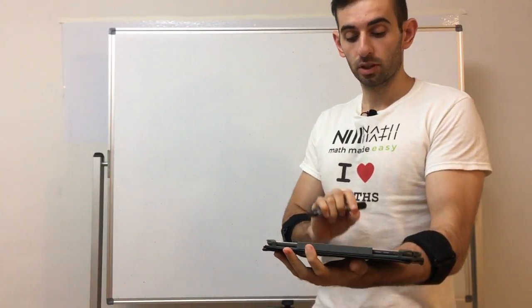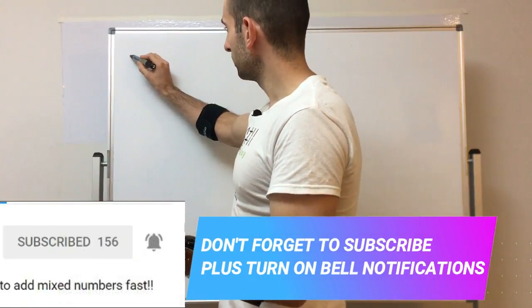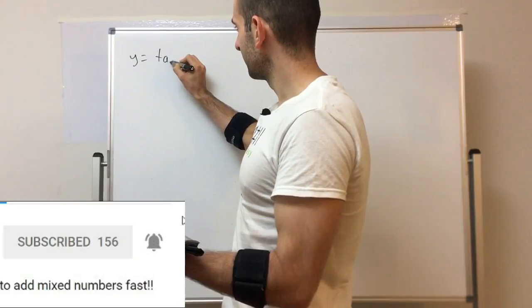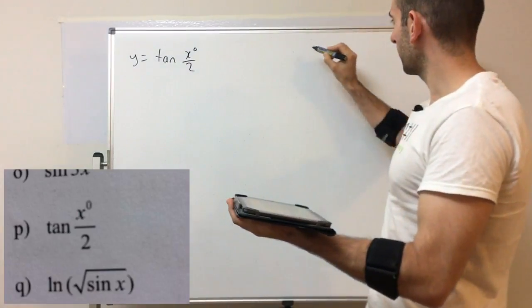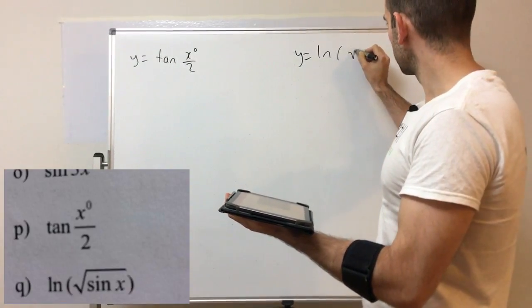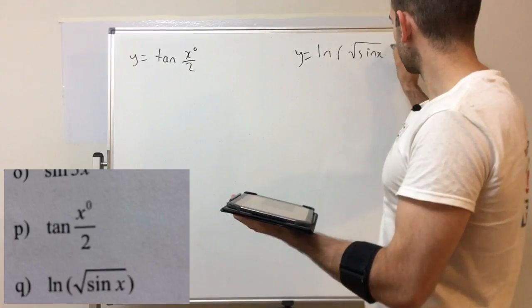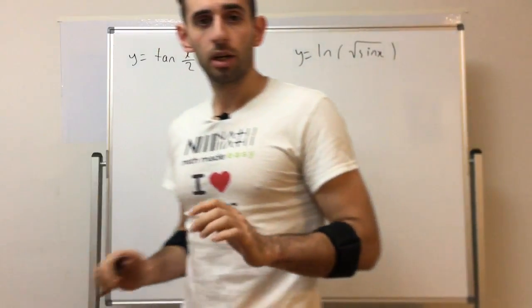Okay, so first question. We want to find the derivative of y equals 10 tan(x degrees on 2), and just to save time I'm going to write the other one on this side: y equals ln(square root of sin x). Okay, so let's put it on the side here.